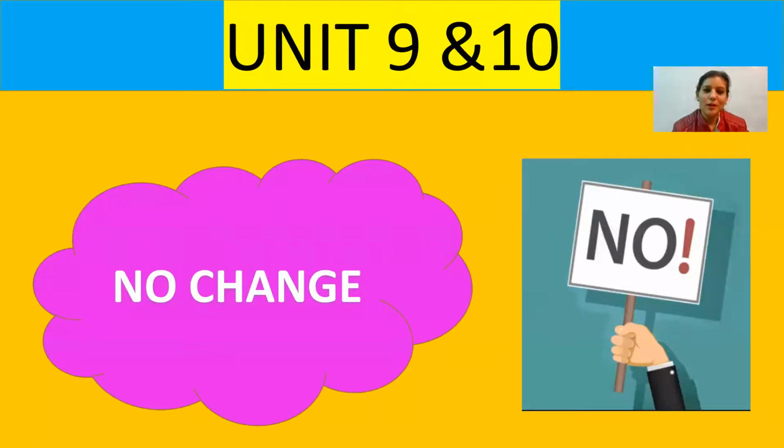Chapter 9, what are important topics? FD, ID, FD, DD. Financial decision, 3 parts, 3 components. ID, investment decision. FD, financing decision. DD, dividend decision. Investment decision, financing decision, dividend decision are very important topics of this chapter.